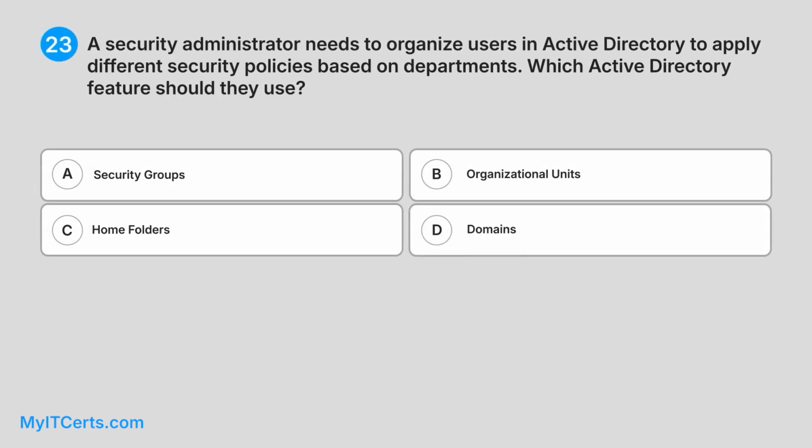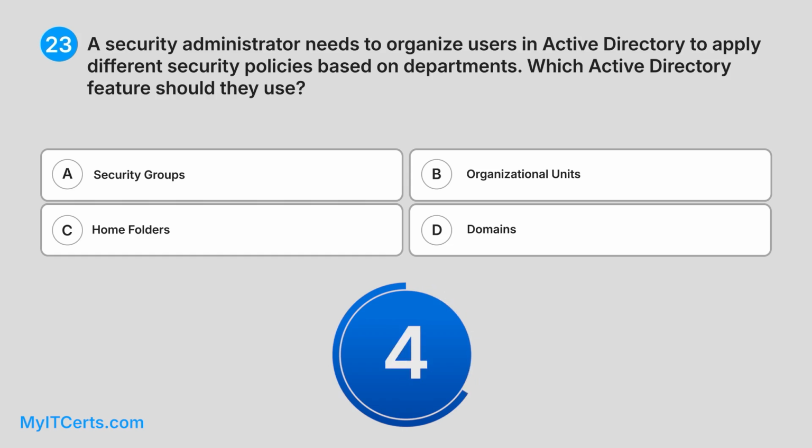23. A security administrator needs to organize users in Active Directory to apply different security policies based on departments. Which Active Directory feature should they use? A. Security groups. B. Organizational units. C. Home folders. D. Domains. Can you guess the answer?